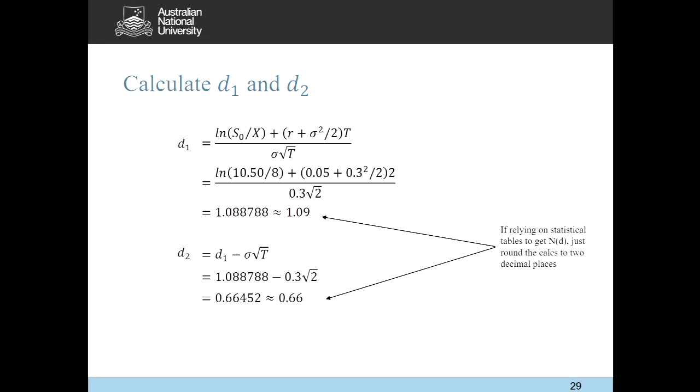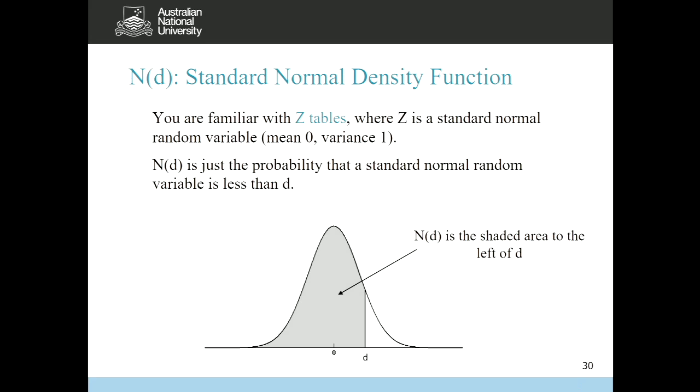So d1 is not a probability. N(d1) is the probability. That's what I'm going to explain in a minute. You've seen this Z table before, right? Z is simply the standard normal random variable with a mean of 0 and a variance of 1. We know the value of Z, we know the value of d.